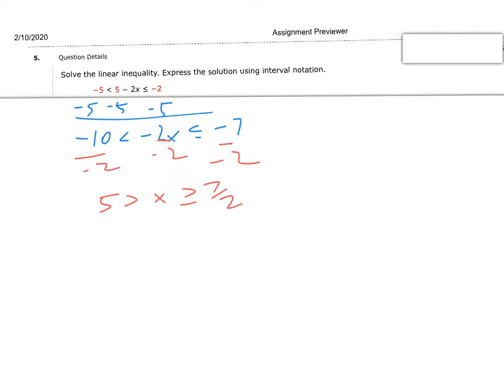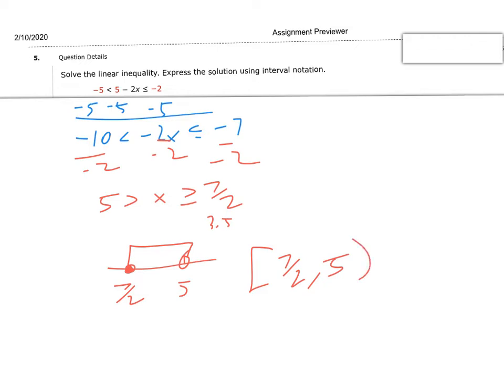And so this kind of makes sense here because 7 over 2 is like 3.5 if you want to think of it like that. So that's certainly smaller than 5, so the alligators are opening up to 5. So on the number line, I got 7 over 2 right here. I got 5 right there. 7 over 2 is actually a closed dot, and then 5 is an open dot, so we have one of each. So in interval notation it's going to be bracket 7 over 2, comma 5. And then the 5 will be a parentheses.